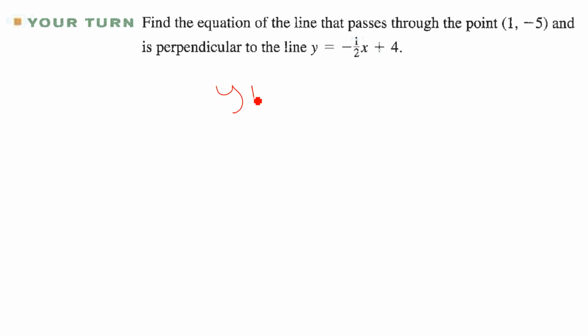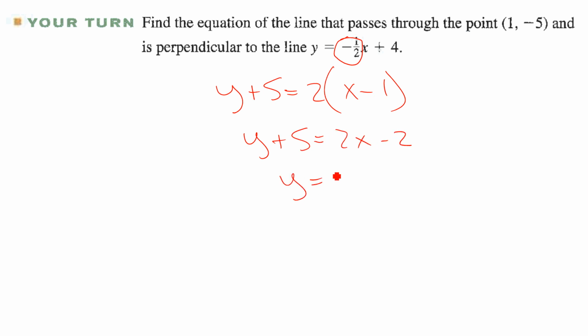All right, y plus 5 equals positive 2, the negative reciprocal of negative 1/2, times x minus 1. So y plus 5 equals 2x minus 2. y equals 2x minus 7. Subtract 5 from both sides. All right, that'll do it. We will review this in class, and we'll see you then.